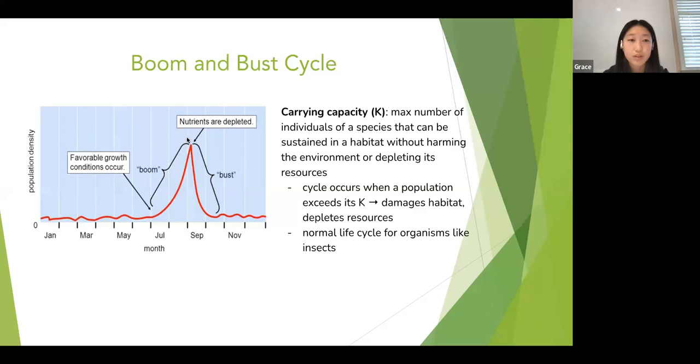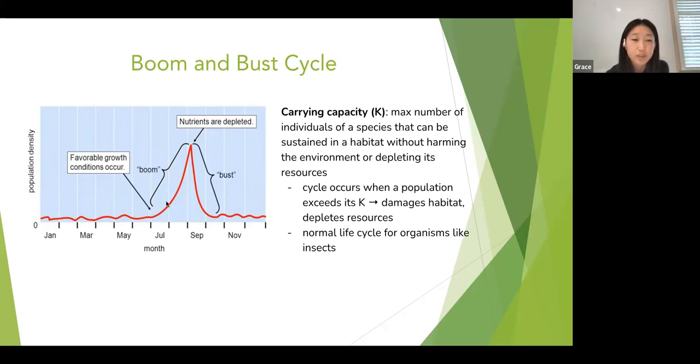Moving on to boom and bust cycle, we're going to define carrying capacity again, or K, and it's the maximum number of individuals of a species that can be sustained in a habitat without harming the environment or depleting its resources. So basically the first part is super important because it's what carrying capacity actually is, and the second part of that definition is what happens if you exceed the carrying capacity.